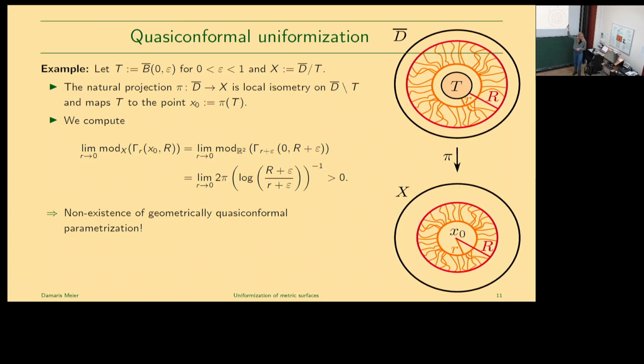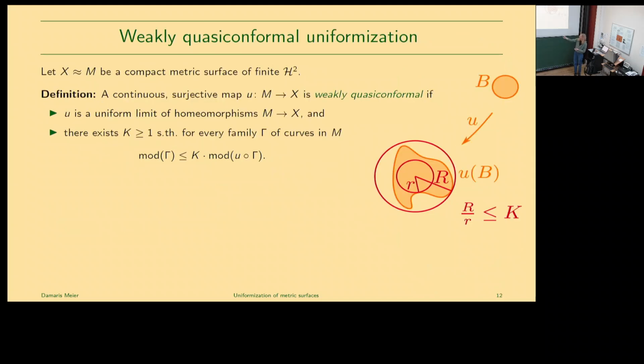But this map actually is weakly quasiconformal, so it's a uniform limit of homeomorphisms, and it satisfies this modulus bound also. So we need almost homeomorphism in the definition? Yes, here it's a uniform limit of homeomorphisms, which in this setting is equivalent to being monotone, so pre-images of points are compact and connected. Sorry, connected. That's what I wanted to say. Yeah, connected. Thank you. Other questions so far?